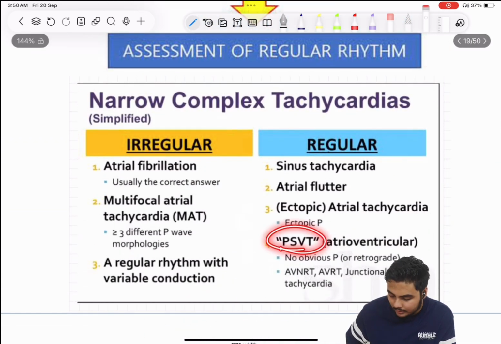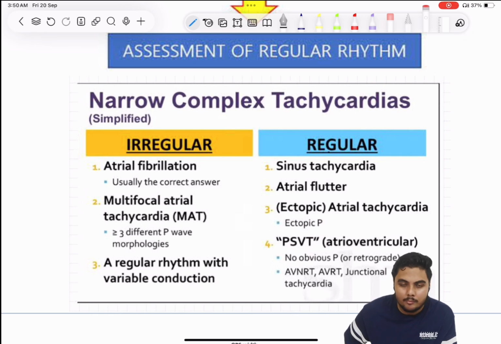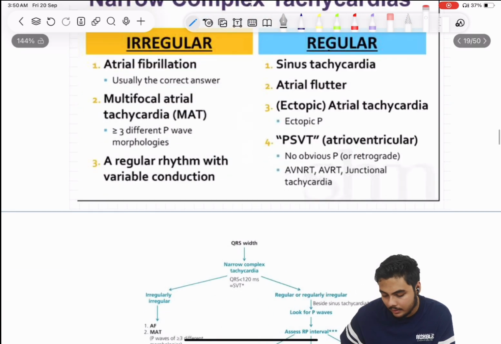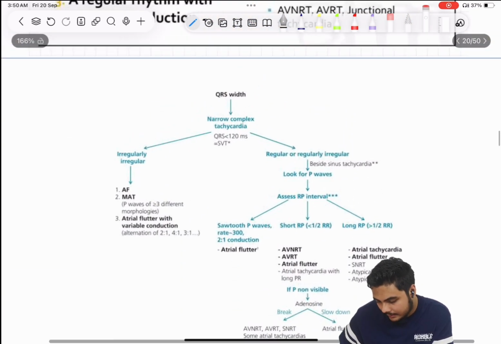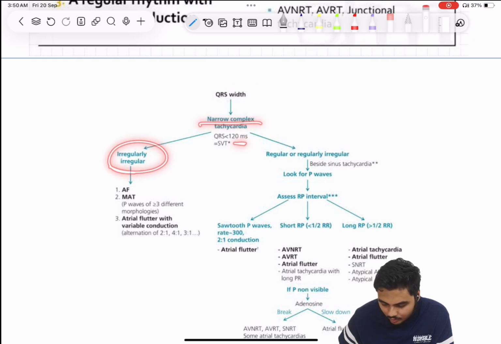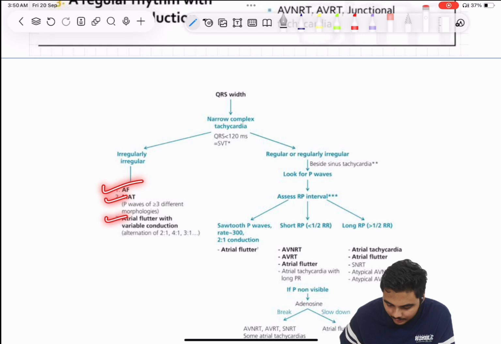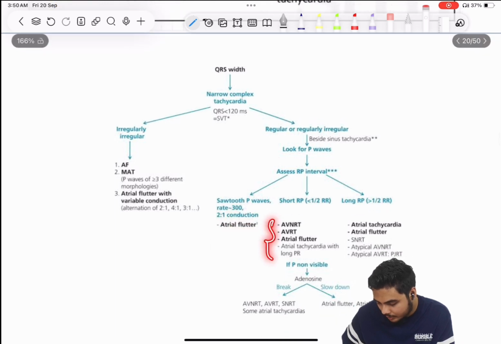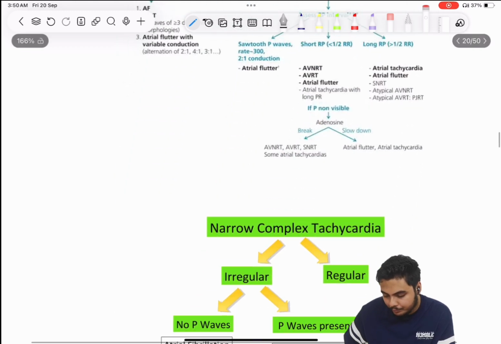Now, one thing you have to remember is that atrial fibrillation has no obvious P waves in it, right? But the rhythm will be regular in case of SVTs, and irregular in case of atrial fibrillation, and both will have a narrow QRS complex. Again, guys, showing the same thing, narrow complex tachycardia, that is less than 120 ms. If an irregular rhythm is there, then we can think of atrial fibrillation, multifocal atrial tachycardia, and atrial flutter with variable conduction. And if it is a regular rhythm, then we can have atrial flutter, then various forms of what we already told you, that is supraventricular tachycardia, that is AVRT, AVNRT, like that, right?